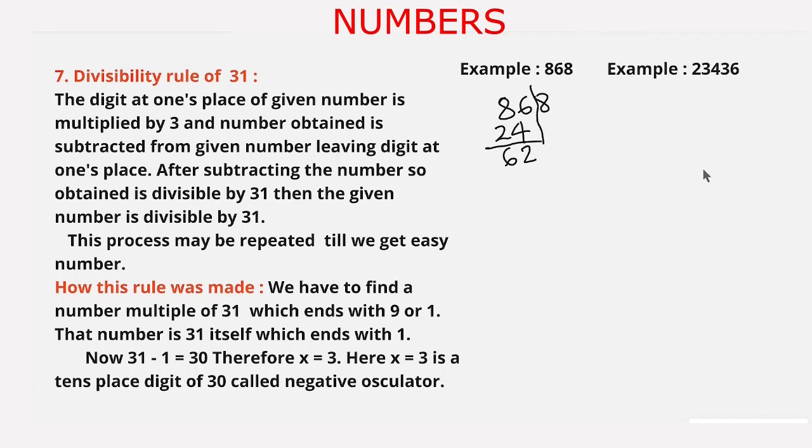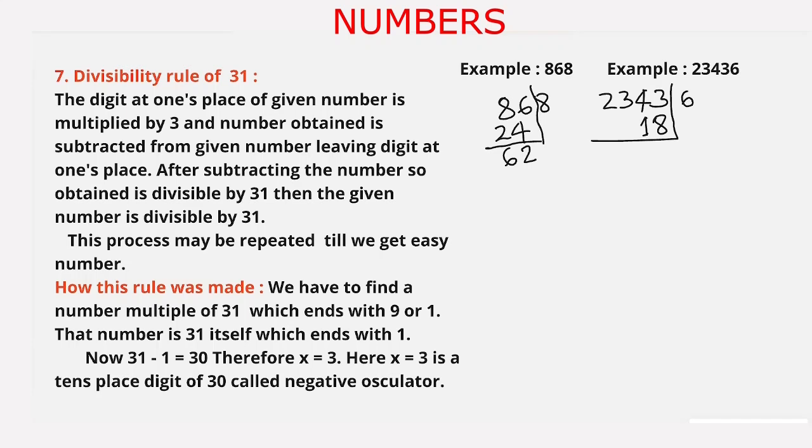We go to the next example, and the given number is 23436, and we have to find whether this number is divisible by 31 or not. The ones place digit is 6, and 6 times 3 is 18. After leaving 6, we write 18 and subtract it from the remaining part of the number after leaving 6, which is 2343.